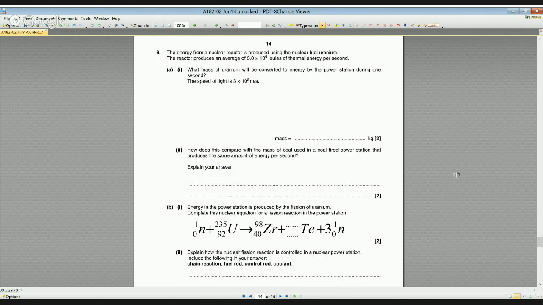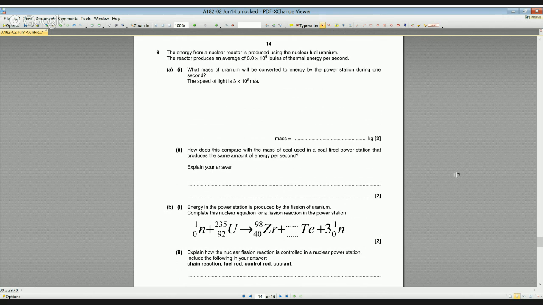We're very nearly there. On to question number 8. The energy from a nuclear reactor is produced using the nuclear fuel uranium. The reactor produces an average of 3 times 10 to the power of 9 joules of thermal energy per second.